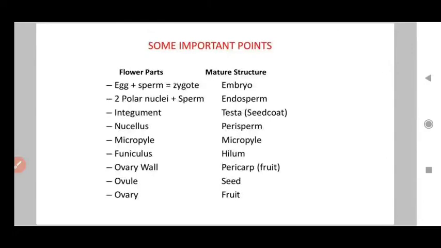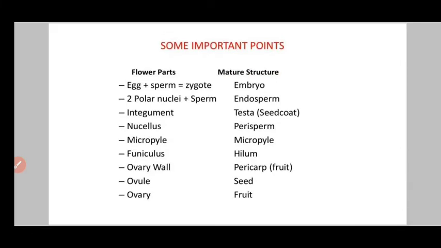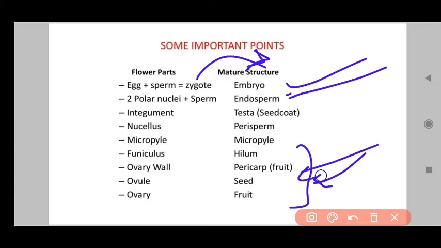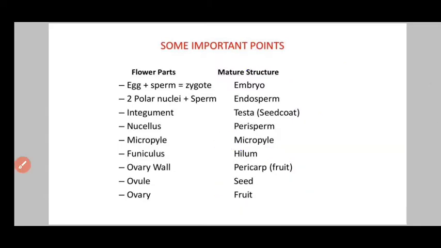I have also published this slide earlier, in which the flower parts develop into a mature structure, that is, the seed structures. The zygote forms the embryo, and the polar nuclei and sperm form your endosperm. The ovule will form the mature seed, the ovary wall will form your fruit, the funiculus forms your hilum, and the micropyle forms the micropyle. These structures can be seen very clearly in your seeds also.